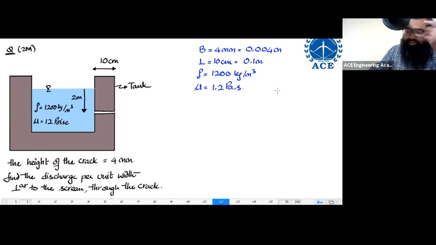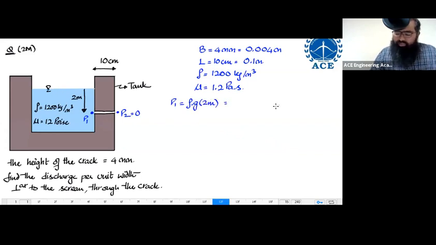One more thing is indicated over here. The crack is developed at a distance of 2 meters from the interface. That means at this particular point, I'm going to have some pressure P1. At this particular point, I'm going to have some pressure P2. The value of P2 in gauge is equal to 0 because you're exposing it to atmosphere. Now, the value of P1 has to be equal to rho into g into 2 meters. That will give you some value.